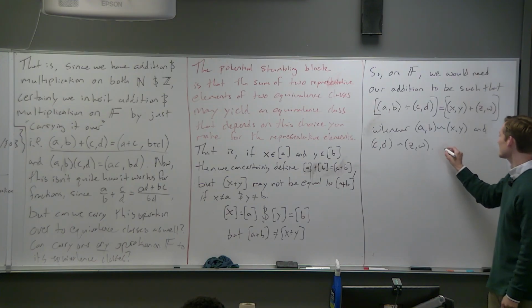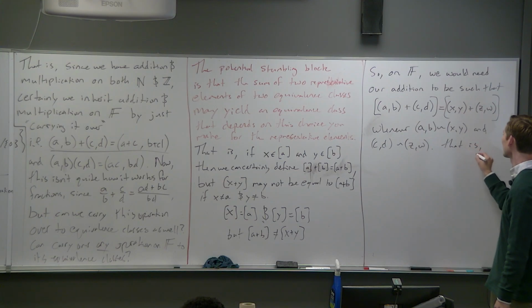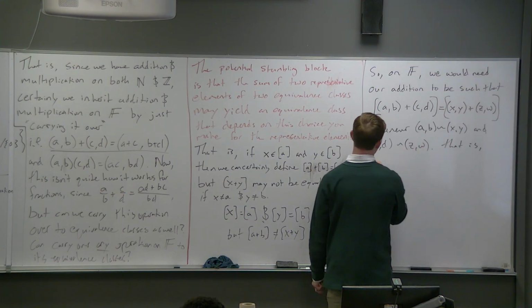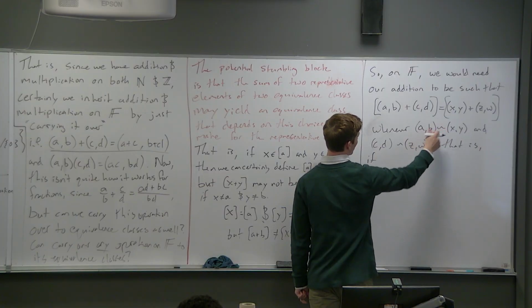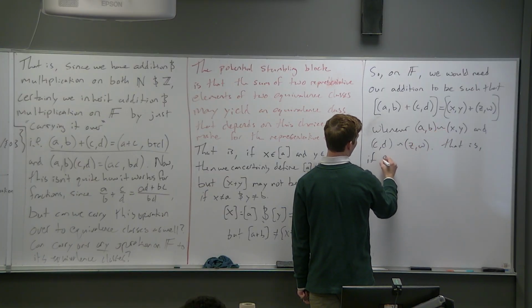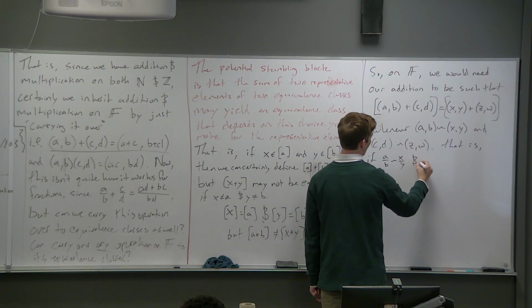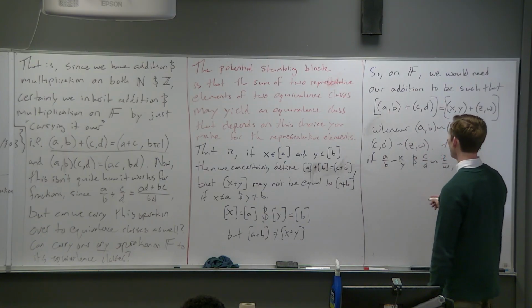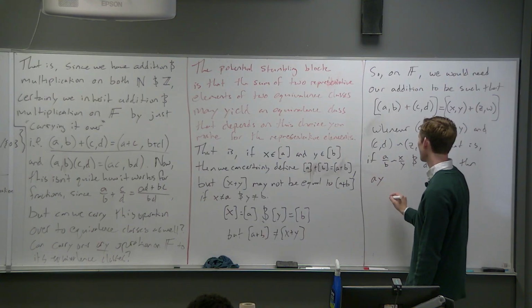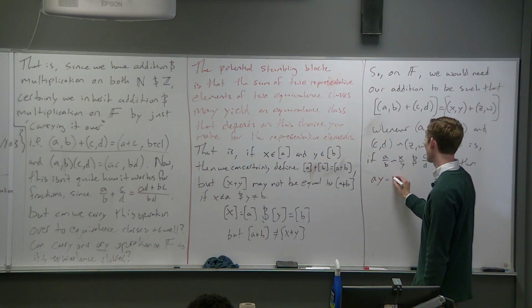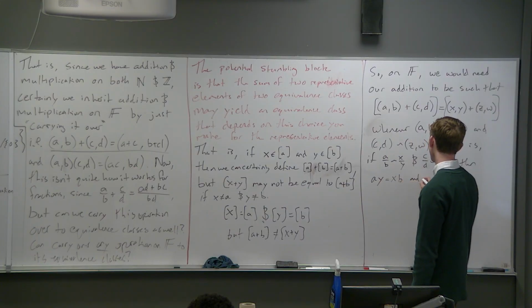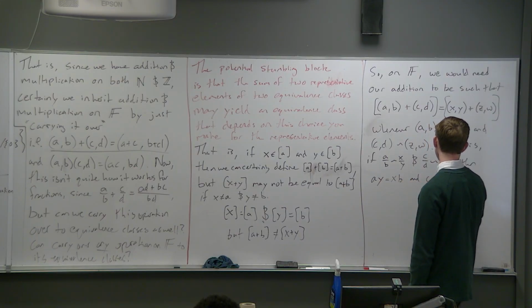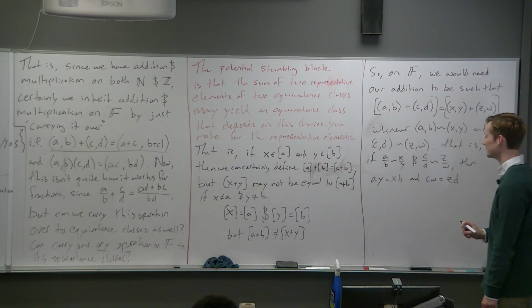Well, that is, when are these guys related? I'll write it now in fractions. If A over B is the same as X over Y, and C over D is the same as Z over W, then AY is equal to XB, and CW is equal to ZD. Yeah?